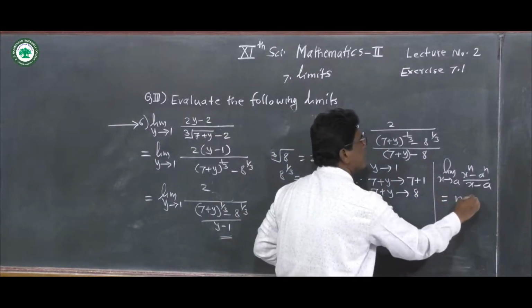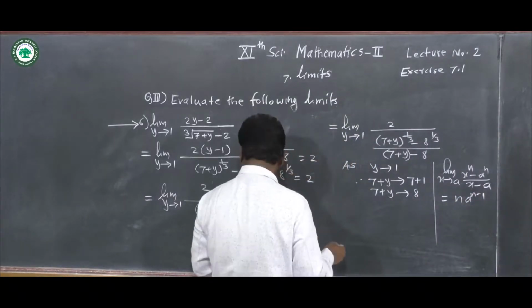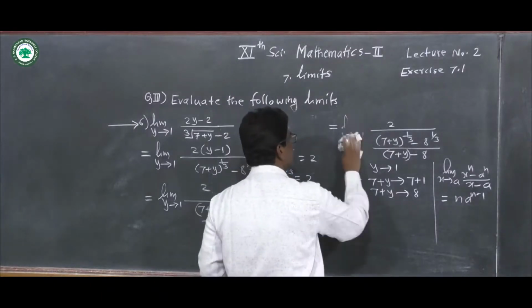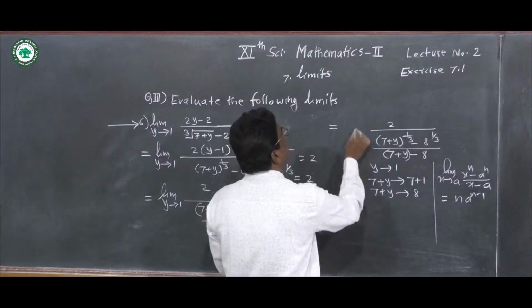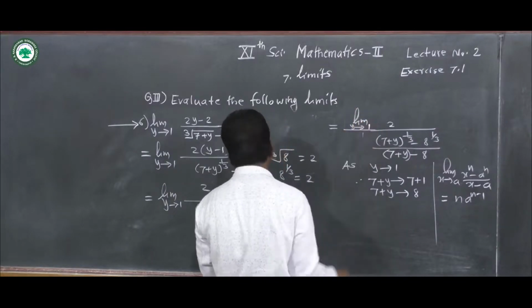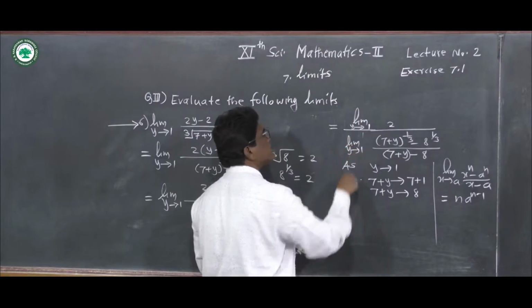Formula is n into a to the power n minus 1. So here we may write: in this step we take the limit of the numerator and denominator separately, limit as y tends to 1, and in the denominator also limit as y tends to 1.